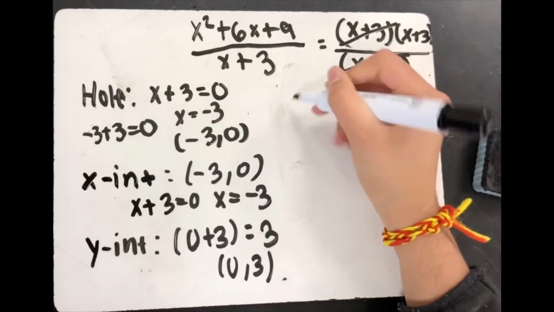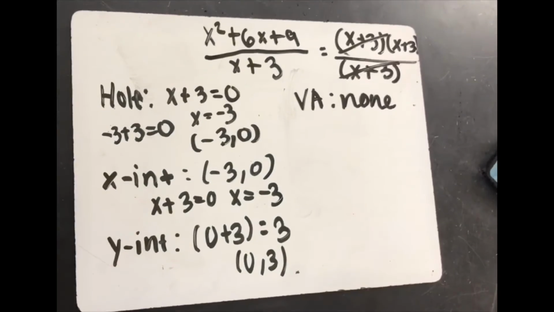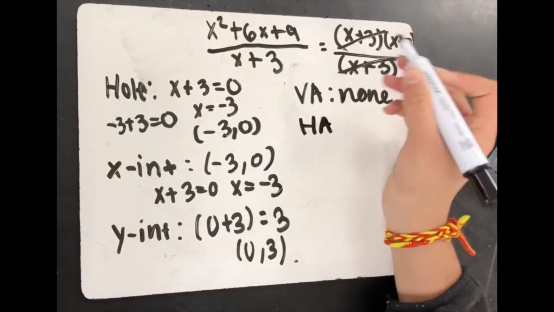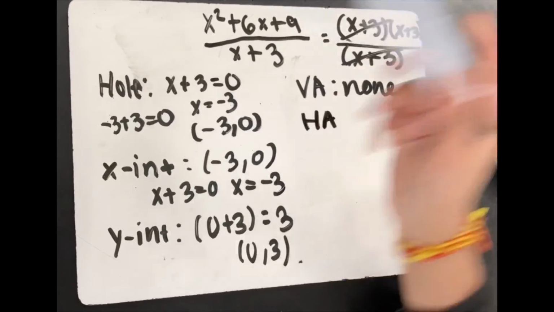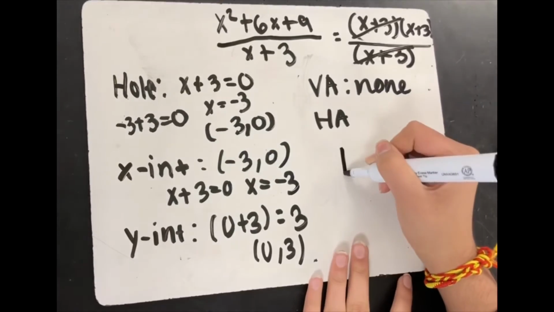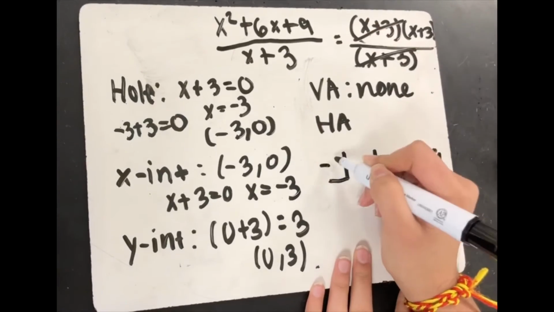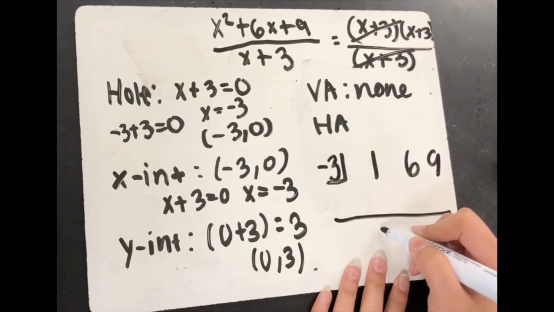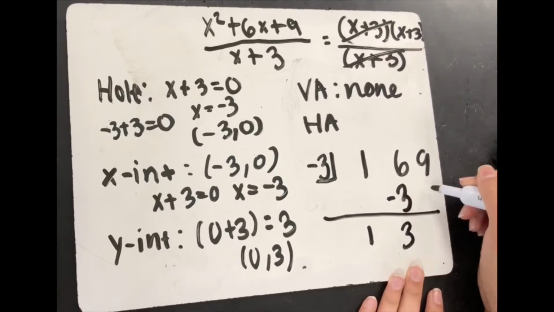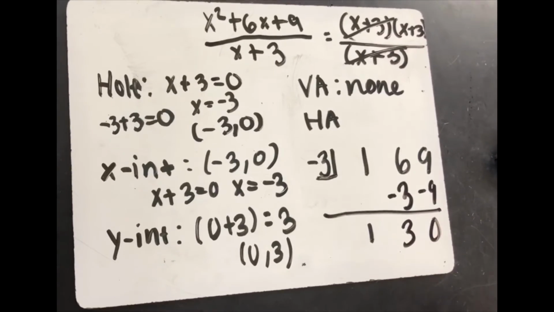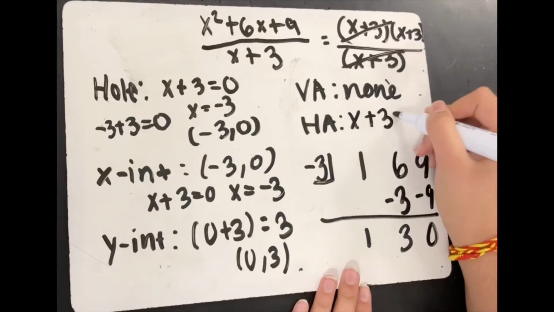For the vertical asymptote, we have to set the denominator equal to 0. In this case, we don't have any because it's already been crossed out. For the horizontal asymptote, since the top degree is less than the bottom degree, and we can add the denominator plus 1 to get the numerator, we can do long division or synthetic division. In this case, we're going to use synthetic division. The horizontal asymptote is located at x plus 3.